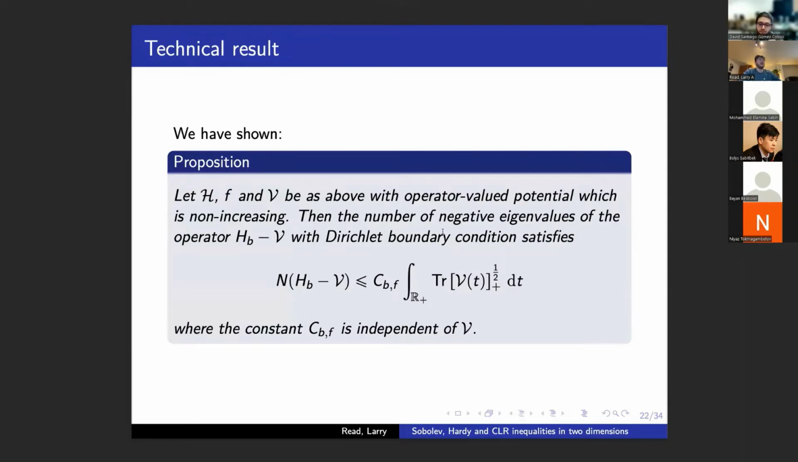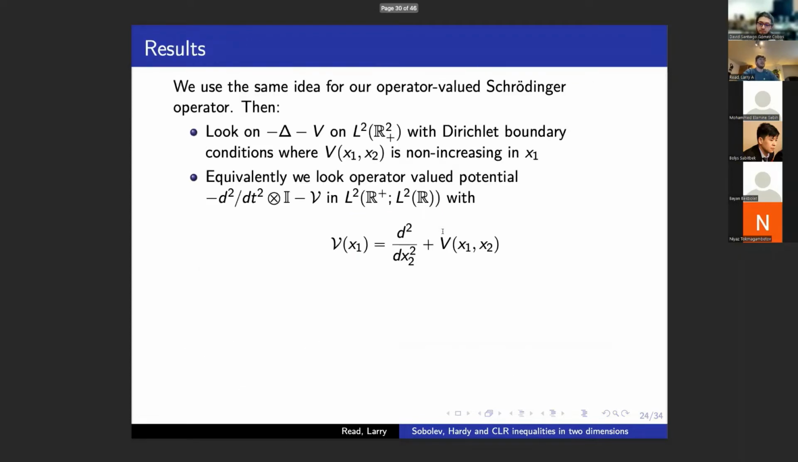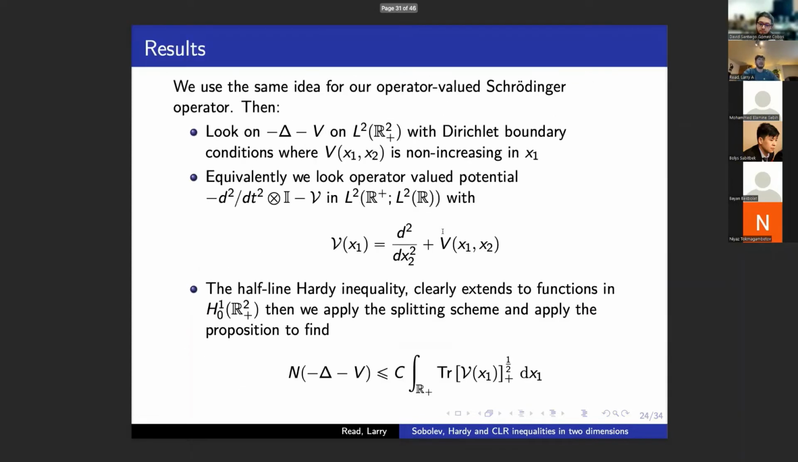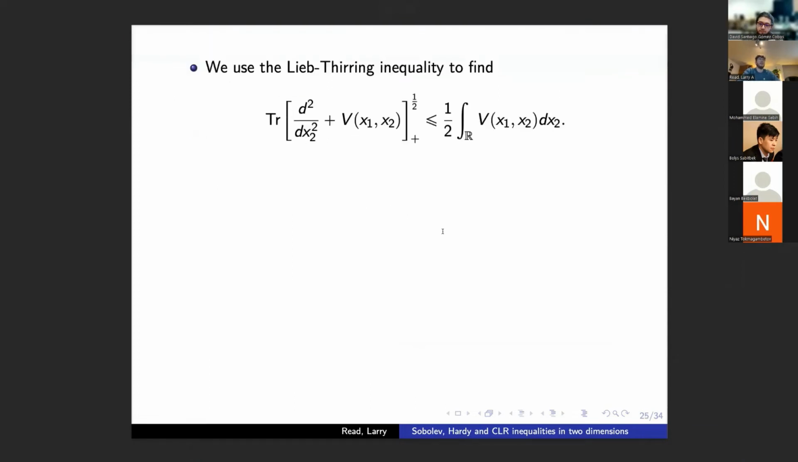But our operator now is just a Schrödinger operator on the x2 coordinate with a potential that is dependent on x1, but we can consider it constant in x1, and when we do that, the trace is exactly what is bounded in Lieb-Thirring inequalities. Okay, thank you. I don't know if that answers your question.